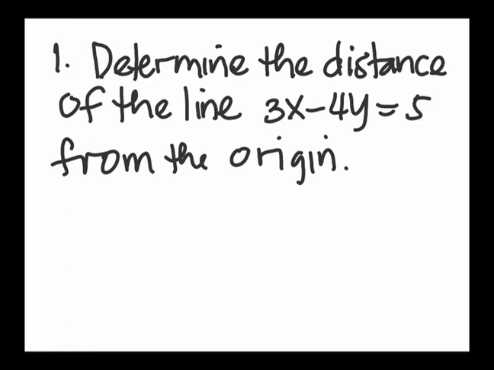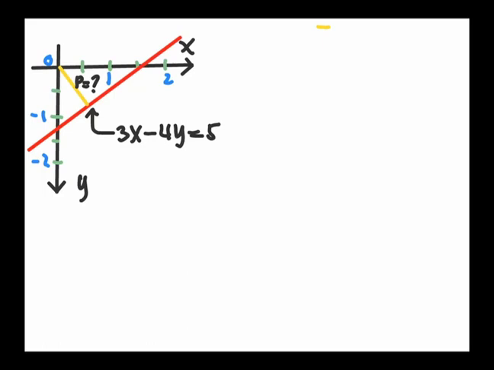Let's have some examples. First, we'll determine the distance of the line 3x minus 4y equals 5 from the point of origin. Right, so we can see here the line on this Cartesian plane. This is the equation of the line, and we are after the perpendicular distance of this line from the origin. This is denoted by p. Okay, so we'll be solving for this value of p, right?